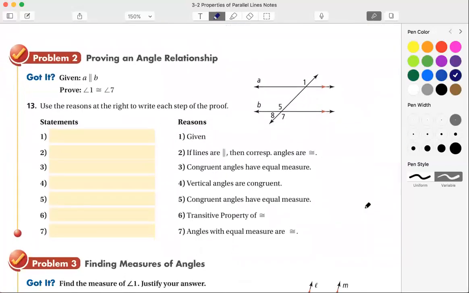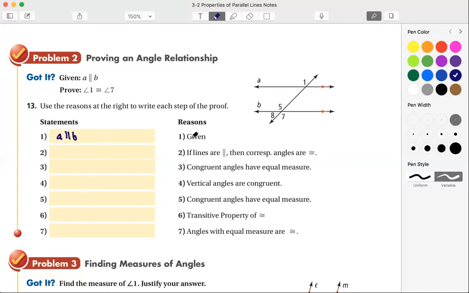So let's try to prove a statement. If I'm given that A is parallel to B, so that's what those red arrows indicate, we want to prove that angle 1 is congruent to angle 7. We've got the reasons, and we're just going to write down the statements this time. First statement, we're going to write the given: A is parallel to B.